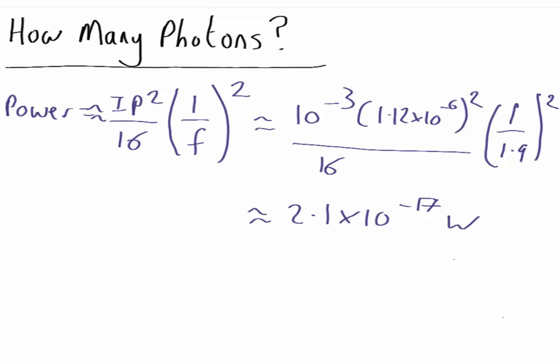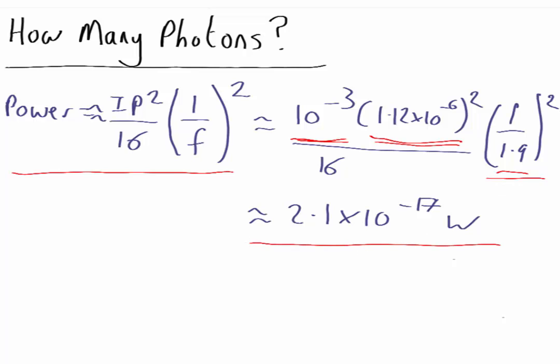Okay, so we're finally in a position to work out how many photons are going to be landing in a given pixel. We've got this equation here. We know the intensity was about 10 to the minus 3 watts per meter squared for a person 10 meters away from a light bulb. I've put in figures for the pixel size for my Samsung phone and the F number for the Samsung camera. And that comes out as about 2 by 10 to the minus 17 watts. Not a lot.